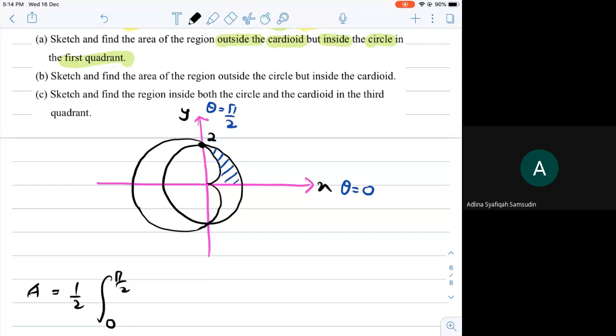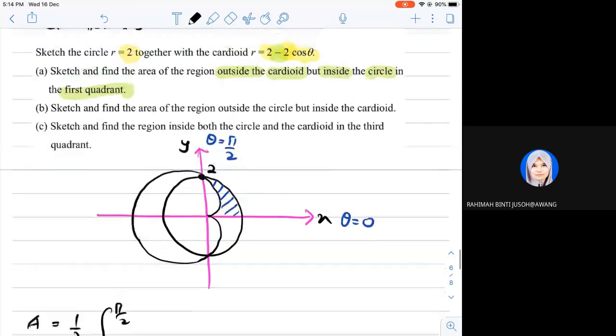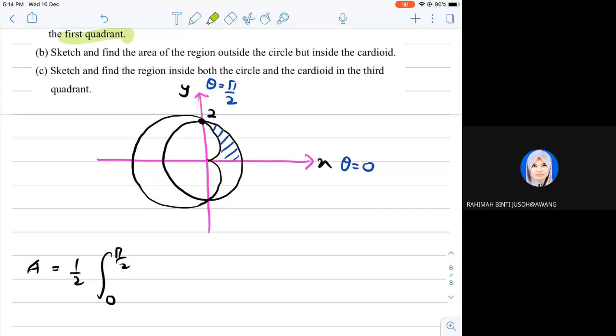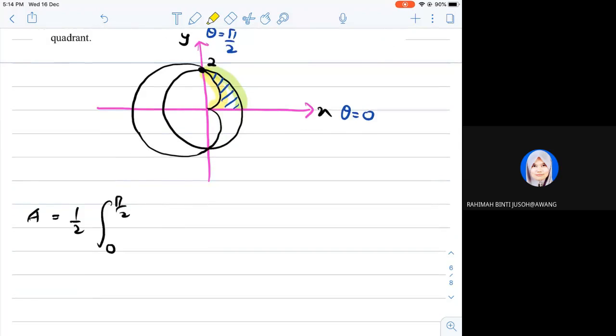Circle minus cardioid. Yes, very good. Circle minus cardioid. Well done. Because this line, okay, what happened guys? This line from here minus this line. Okay, so circle minus cardioid. Alright, so let us proceed.